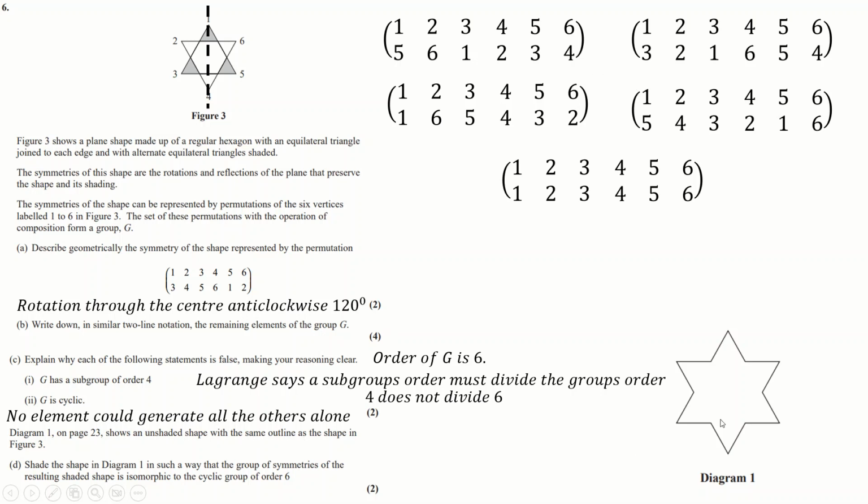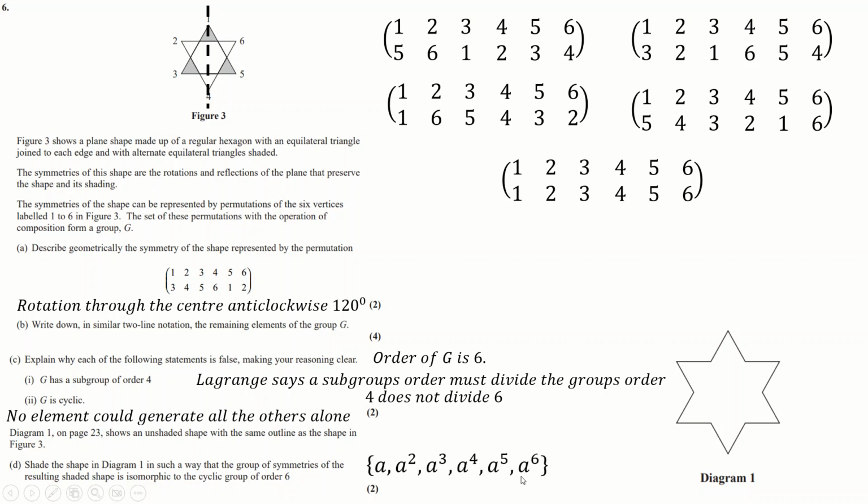And then it says you've got a shape here. Can you shade it in such a way that the shading is isomorphic to the cyclic group of order 6? Now, isomorphic means just basically the same. It just means it looks a bit different, but when you look at the actual structure, it all looks the same as the cyclic group of order 6. It's just the same group of things. Now, I misread this question and was trying to create a shading that was isomorphic to this group, but that's not what it was asking. Isomorphic to the cyclic group of order 6.